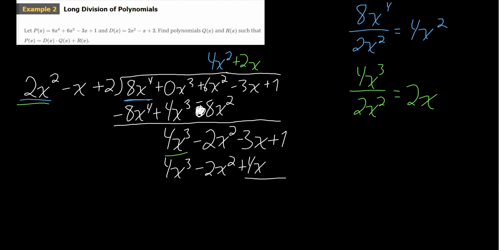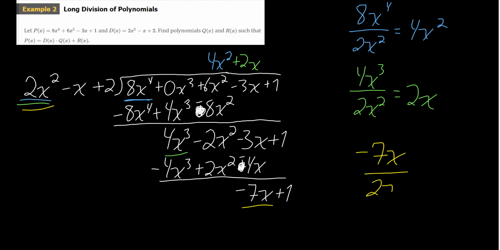Then I put my equal sign and change the sign of everything right above it. Boom. Doing my arithmetic, those cancel, that cancels. So I've got a negative 7x plus 1. And of course, we have to stop there, because if I look at this and this, it would be negative 7x divided by 2x squared, which doesn't happen evenly. So we can end there.